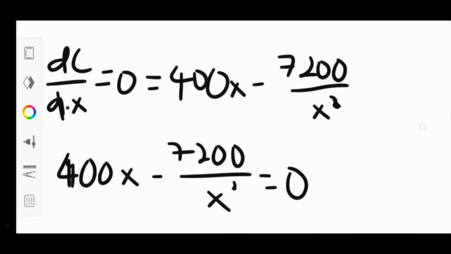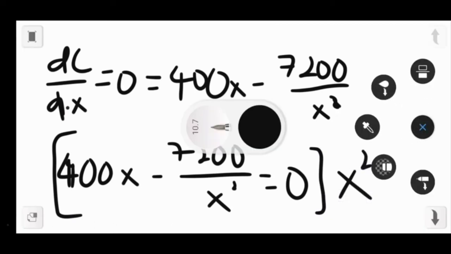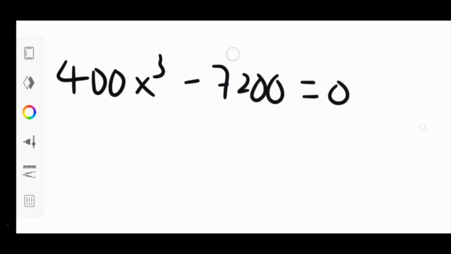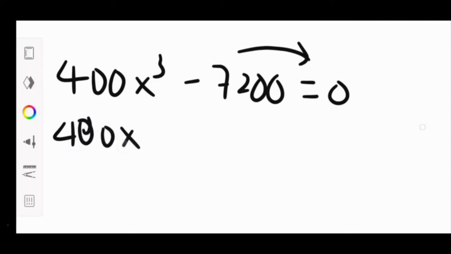To make x the subject, we will have to multiply all of it by x squared. After multiplying by x squared, we will get 400x cubed minus 7,200 equals 0. We will need to make x the subject. We will get 400x cubed equals 7,200.